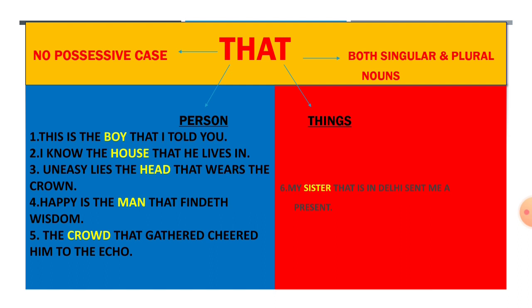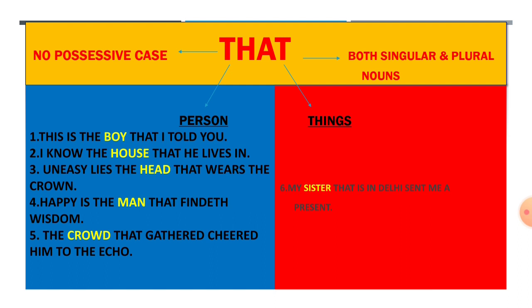The crowd that gathered cheered him to the echo. So here again there is a use of "that", and that is pointing towards crowd, that is group of people. So again it is used for persons.